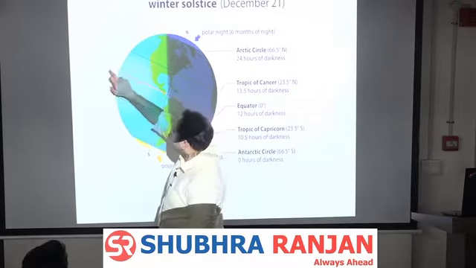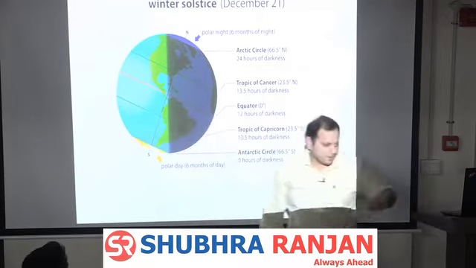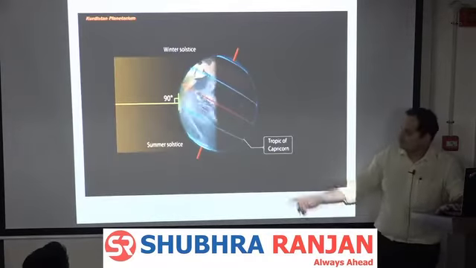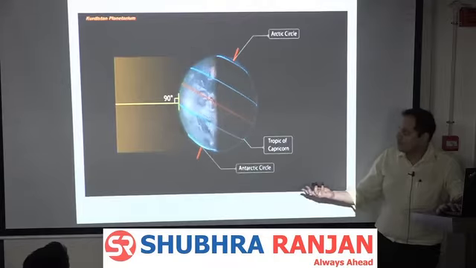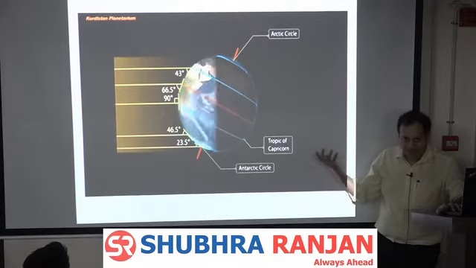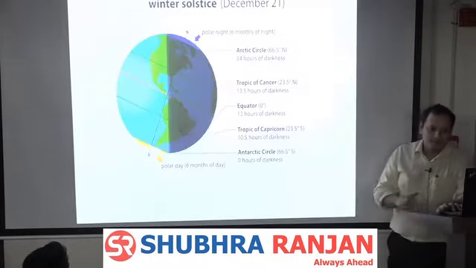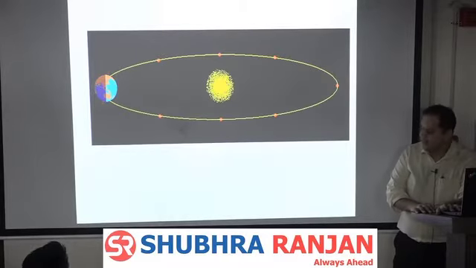So the angle of the sun rays is greater. We are over the Tropic of Cancer. This is how the sun rays are falling. So obviously the heating power is lesser. Fine.